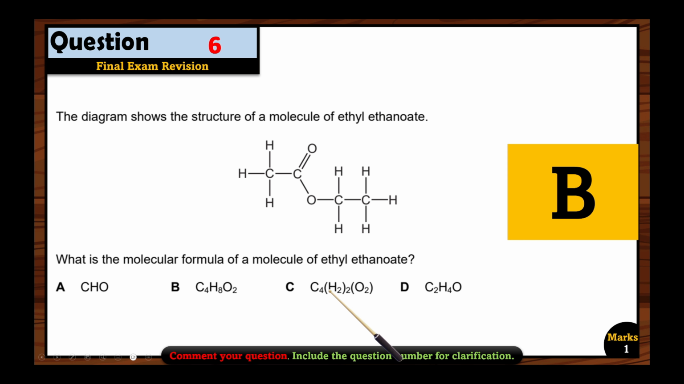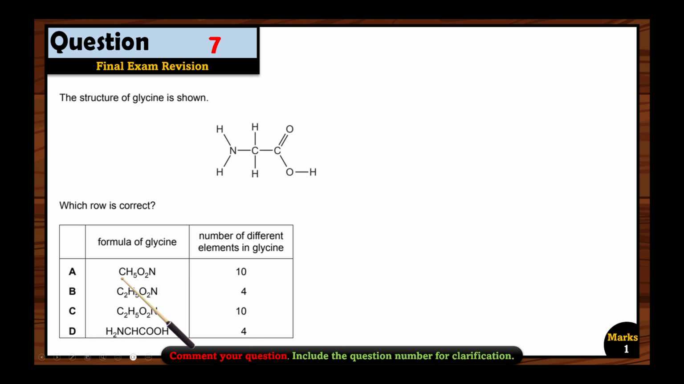Question 7, the structure of glycine is shown here. Same like question 6, you have to first find what is the formula. So you just have to count the number of carbon, nitrogen, hydrogen, and oxygen. So we have carbon 2 and H5 and O2N. Okay, so that's the right formula for the glycine if you count them. So now let's see the number of different elements in glycine, how many different types of elements are present here. So we have only 4 different types of elements present here. If you see, one is carbon, other is nitrogen, third is hydrogen, and the fourth is oxygen. So option B is the right option.